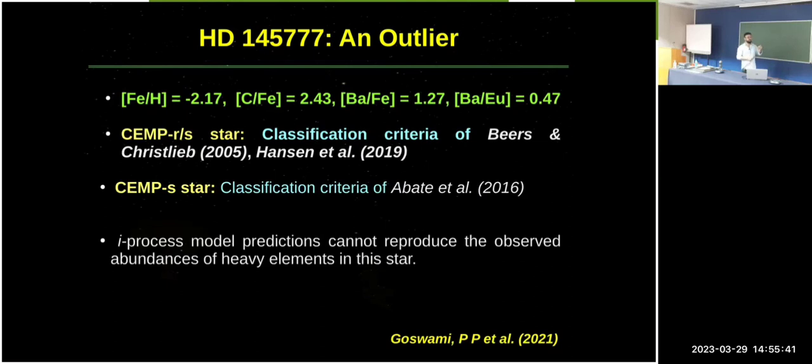Some classification schemes put this object as a CEMP-s star. Some classification schemes put this object as a CEMP-r/s star. And i-process model predictions cannot reproduce the observed evidence of heavy elements in this star. So this star motivated us to revisit the classification schemes of CEMP-s and CEMP-r/s stars, because it is crucial to distinguish the CEMP-s and CEMP-r/s stars to understand the basic physics underlying these two processes.